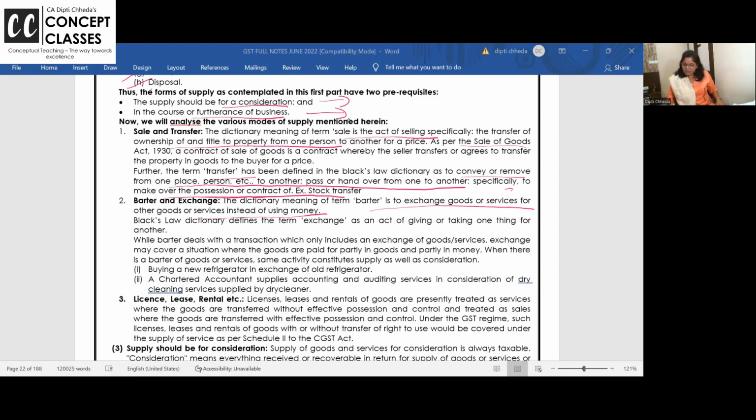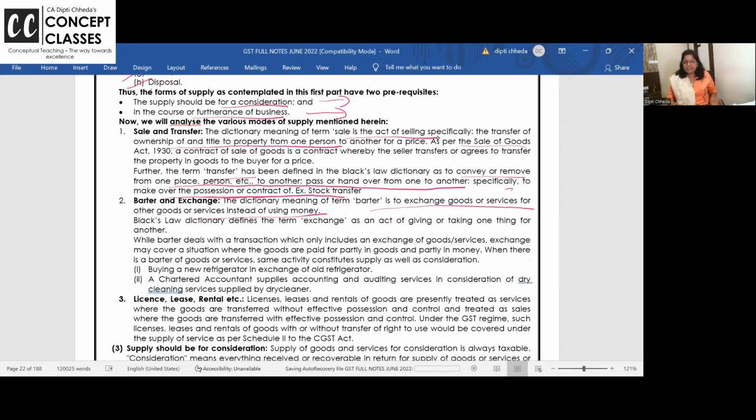an exchange of goods or services. Exchange may cover a situation where goods are paid for partly in goods or partly in money. Where there is a barter system, it could be in part money and all, but it is a part of supply.